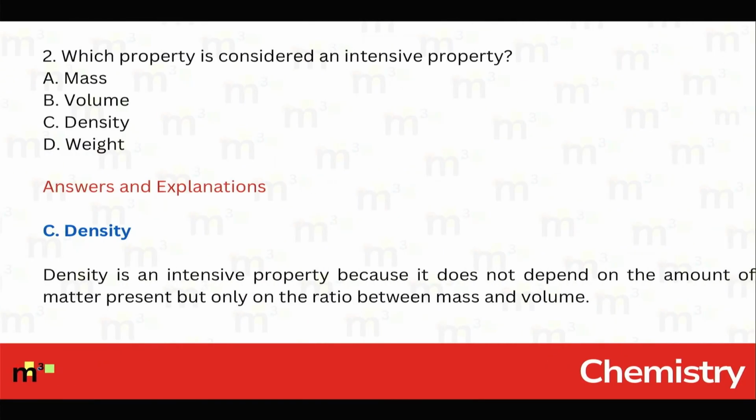Density. Density is an intensive property because it is independent of the amount of matter present. It's defined as mass per unit volume, therefore density is equal to volume over mass. Intensive properties like density, color, and temperature remain the same regardless of sample size. Extensive properties like mass and volume depend on the amount of matter. For example, the density of water remains 1 gram per cubic meter regardless of whether you have a cup or gallon, while mass and volume change with quantity.